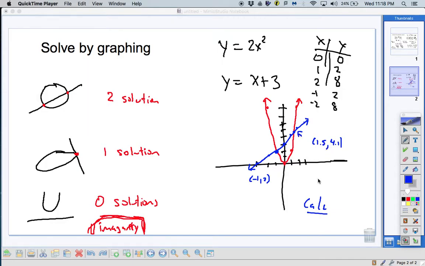Okay, so if you have any questions, let me know. But when you graph it, you should end up with either 2 intersection points, which you're looking for, 1, or none.